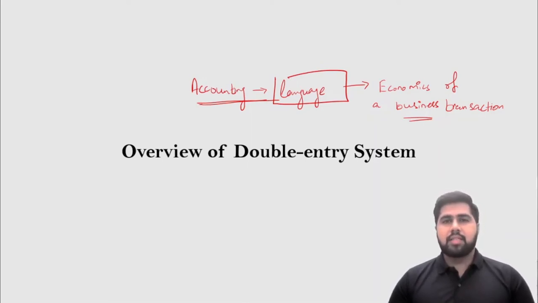Point is, how do you, as a user of that information, understand what exactly this business transaction leads to? Any guesses? It's this language that helps you understand the consequences of that business transaction, you can say, right? And you can only understand that when you know this language.